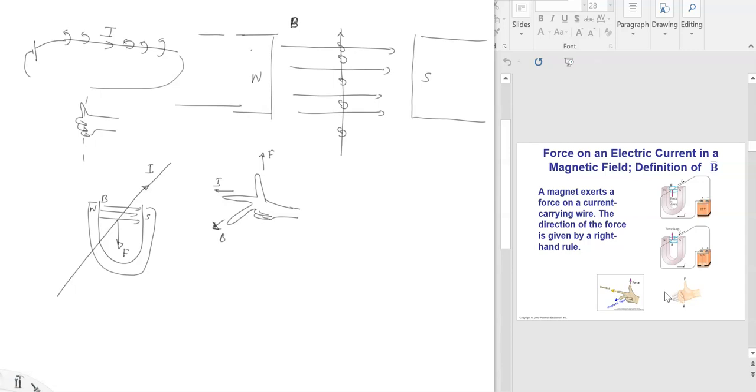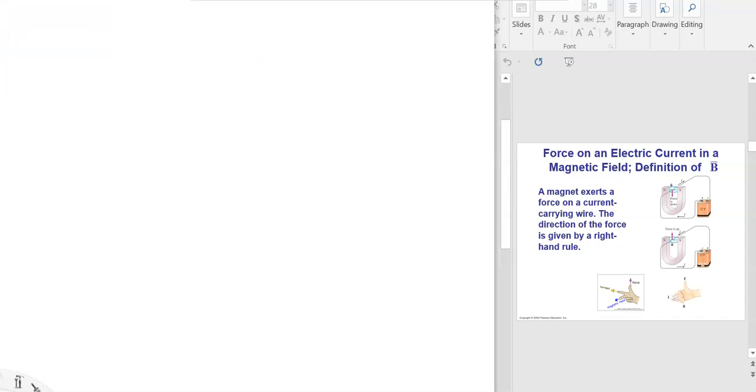Let's try to understand this using another diagram. Let me erase this. So here's the right hand rule. Index finger, the other two fingers, and thumb. Okay, right hand rule. So this is I, B, F.